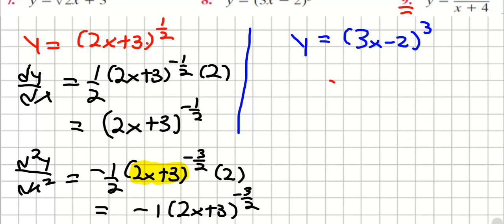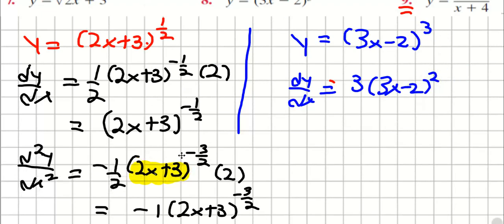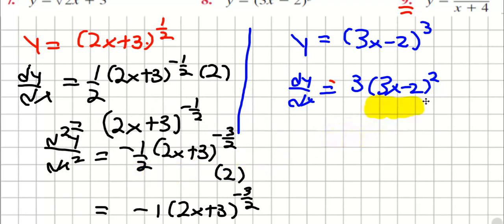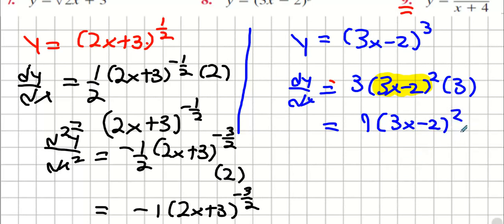Likewise, in the next question, you're going to get dy/dx is bring the 3 to the front, take 1 away from the power, differentiate what's in the bracket. And what do we get when you differentiate that? 3. So that turns into 9 times (3x minus 2) squared. And then we're going to do the same process again. Bring the 2 to the front, and what do we get? 18.